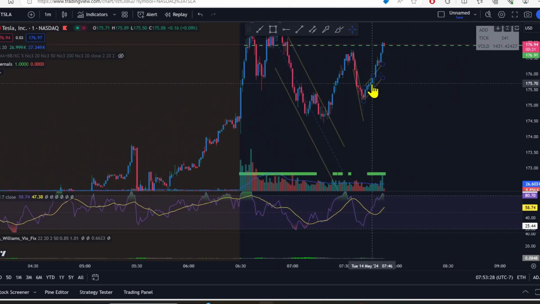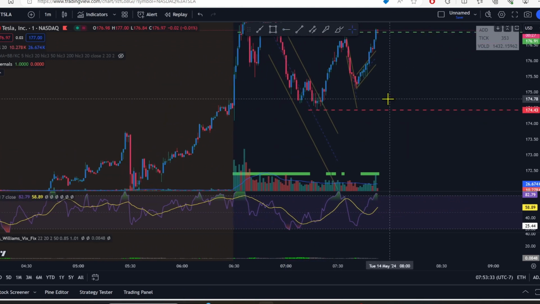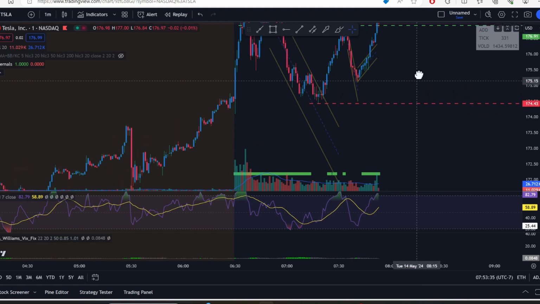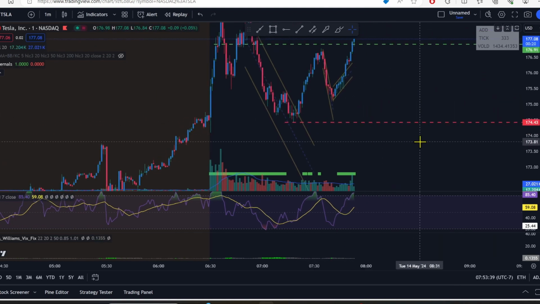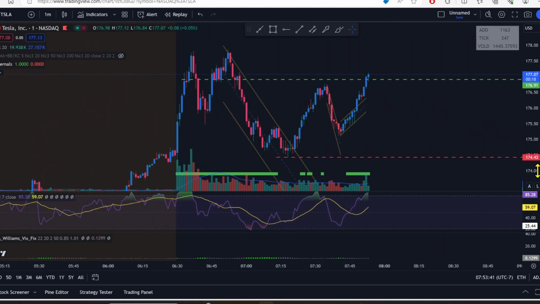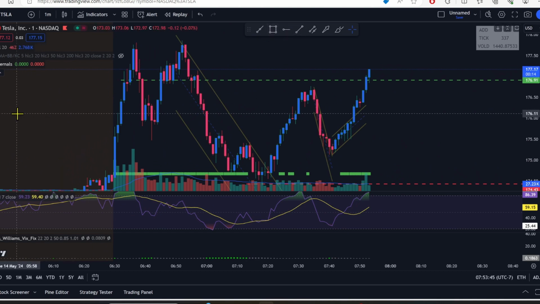If it would have broken here, I would have 100% expected it to come a minimum down to 174, right? Perhaps maybe one more leg and then come all the way down again to 173, at which point I would have had zero money left in the trade. So I took my $20, even though I could have absolutely gone. I mean, it went twice as far as I went.